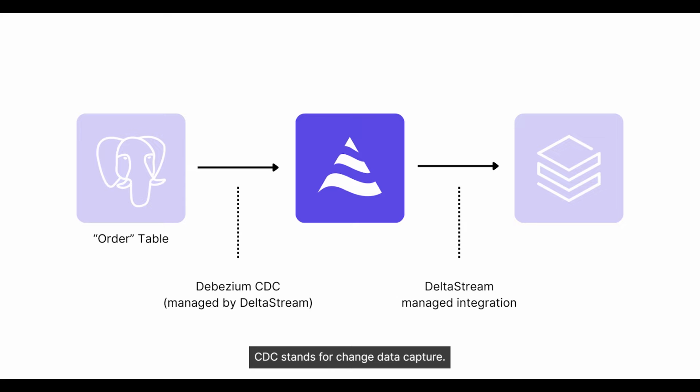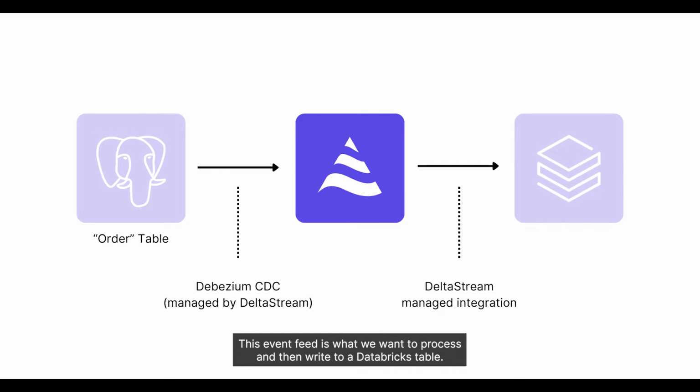CDC stands for Change Data Capture. So every time there is a change in a Postgres table, such as a row being inserted, a CDC event is generated to represent that change. As changes are made to the Postgres table, a feed of these CDC events is generated. This event feed is what we want to process and then write to a Databricks table.